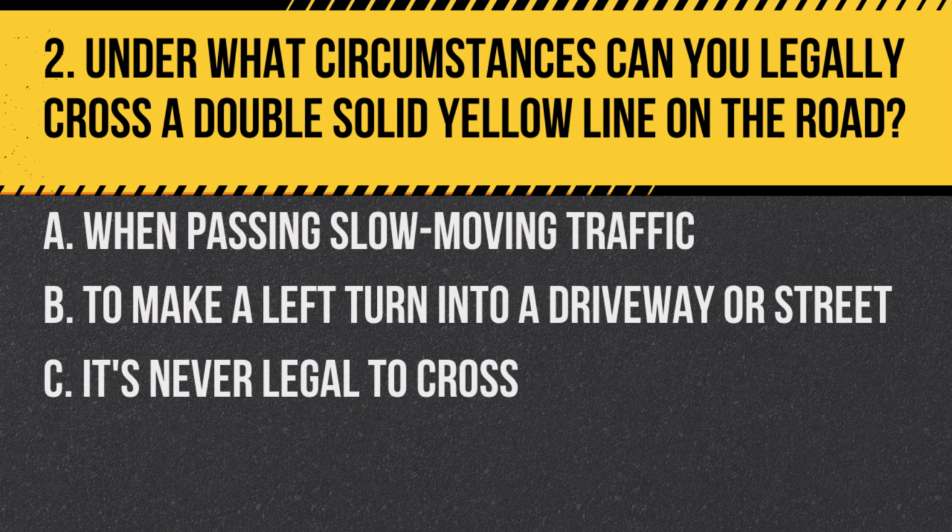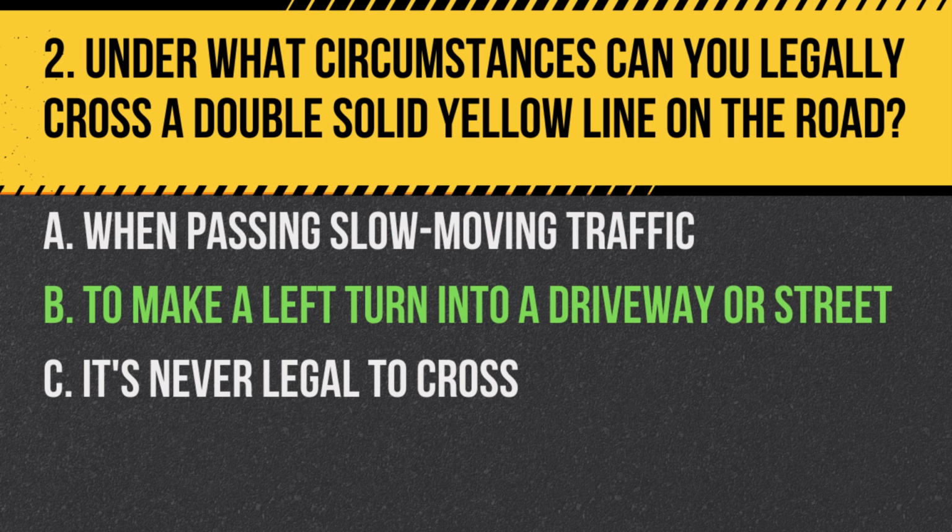Question 2. Under what circumstances can you legally cross a double solid yellow line on the road? A. When passing slow-moving traffic. B. To make a left turn into a driveway or street. C. It's never legal to cross.